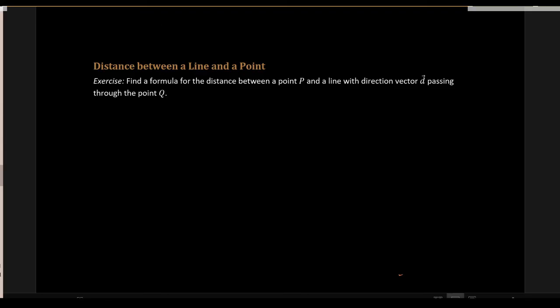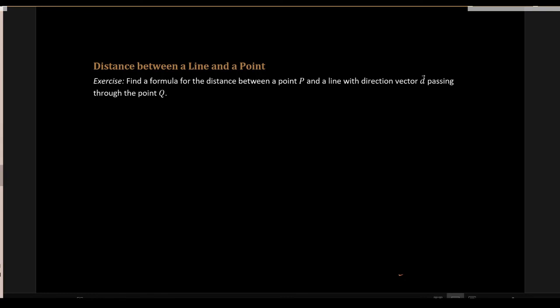Now I wanted to discuss with you one particular application of some of the ideas that we have been talking about. Not because this particular application is any more or less important than any other application, but it just gives us a good opportunity to exercise our knowledge of the concepts that we have covered up to this point with regards to vectors and lines.